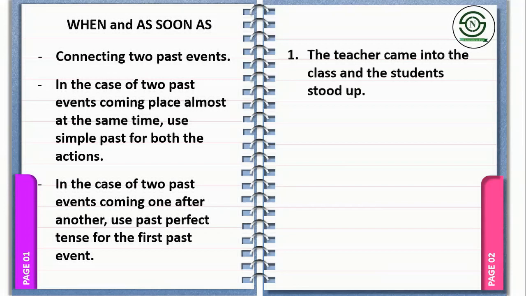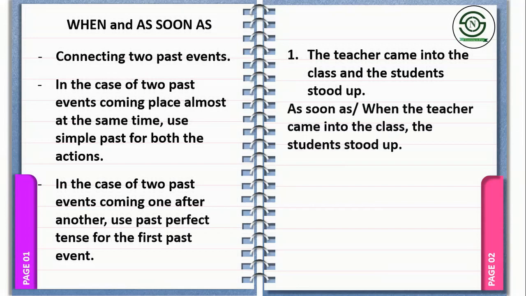The teacher came into the class and the students stood up. लगभग सँगसँगै हुन्छ. So you just copy the question as it is. As soon as or when the teacher came into the class, the students stood up. So basically the question itself is given in simple past tense and you have just rewritten the questions. Yes, there are some changes. I will talk about that.